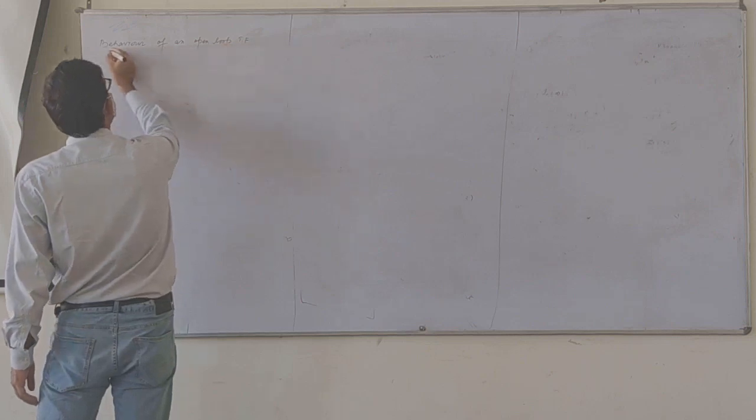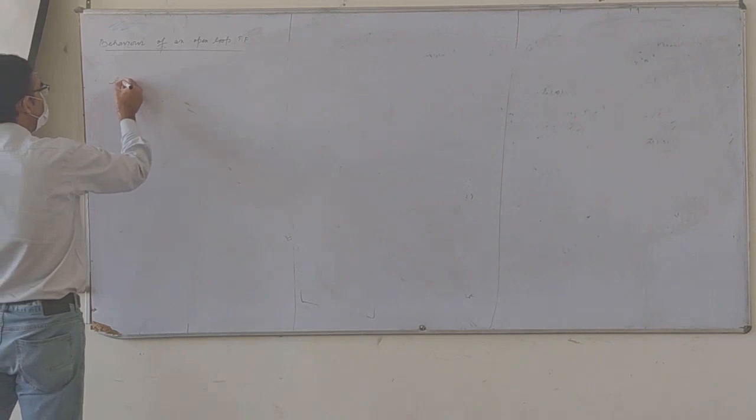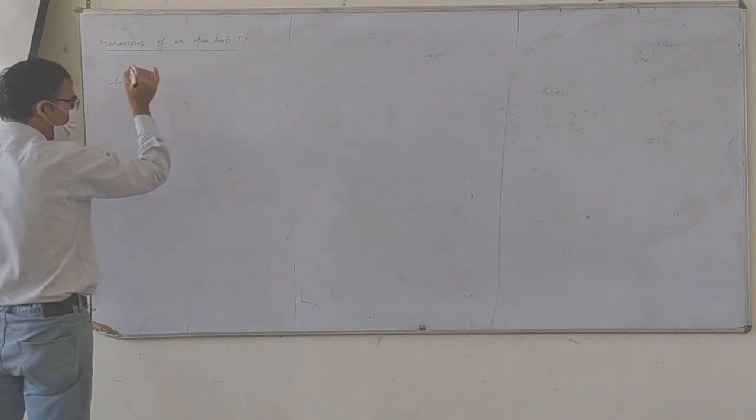Okay, let's see the behavior. Behavior is very important. We have to conclude something. So let me write a general transfer function. Open loop. G of Hs is an open loop transfer function, but I am not writing Hs. That means it's a unity feedback. Feedback is unity. That's very clear.